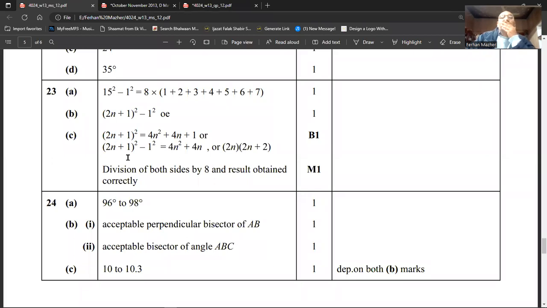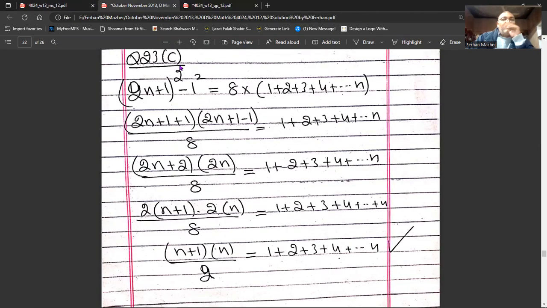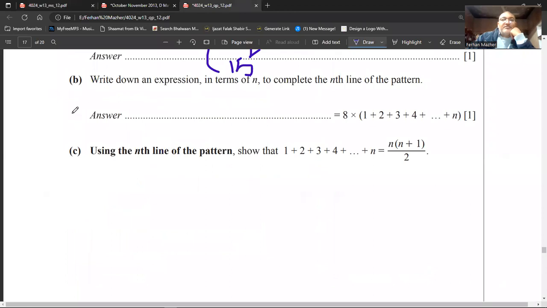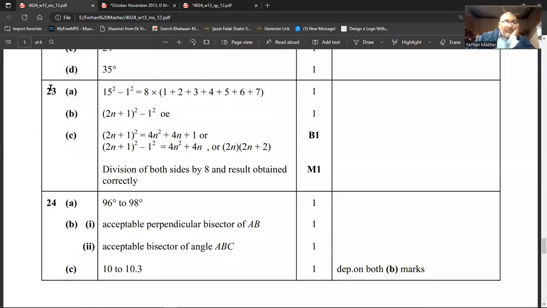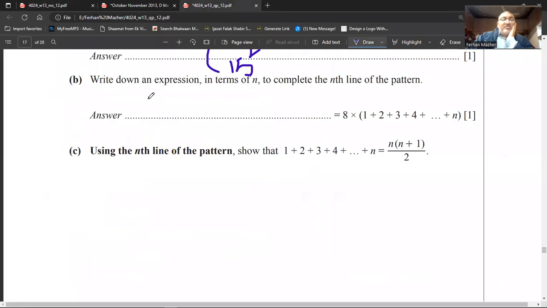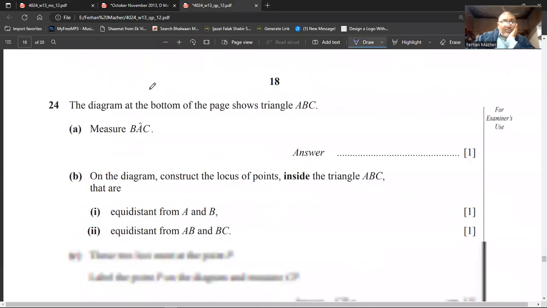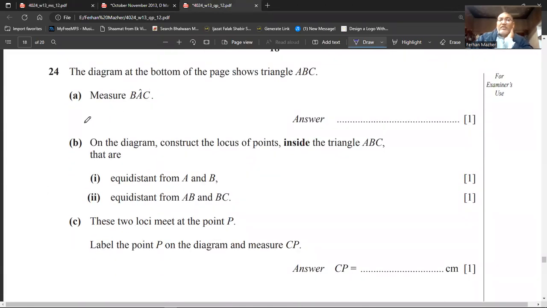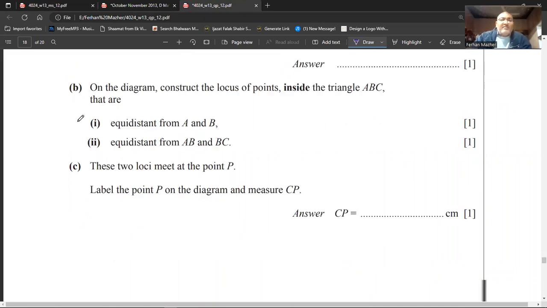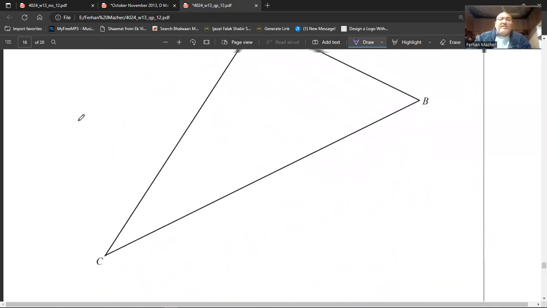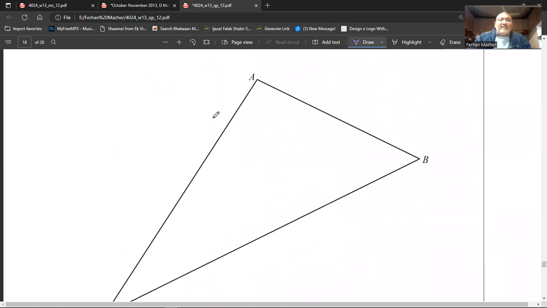It was already given there what we have to show. So it's good. A little bit tricky question, because no formula was involved. Only you have to catch the pattern. He says the diagram at the bottom of the page shows triangle ABC. Measure the angle BAC. So basically they are asking you to measure this angle.